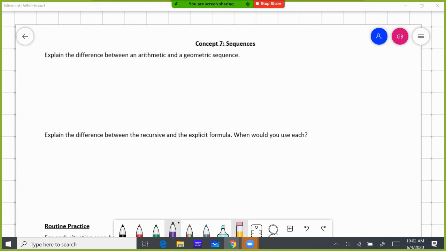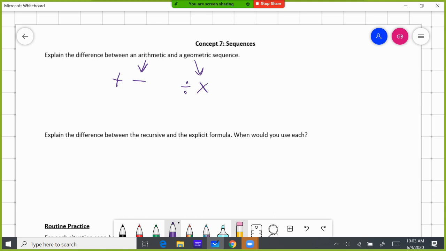Alrighty, so for sequences, explain the difference between arithmetic and geometric sequences. So just, arithmetic has to do with sequences that are addition or subtraction. Geometric are going to be division or multiplication.